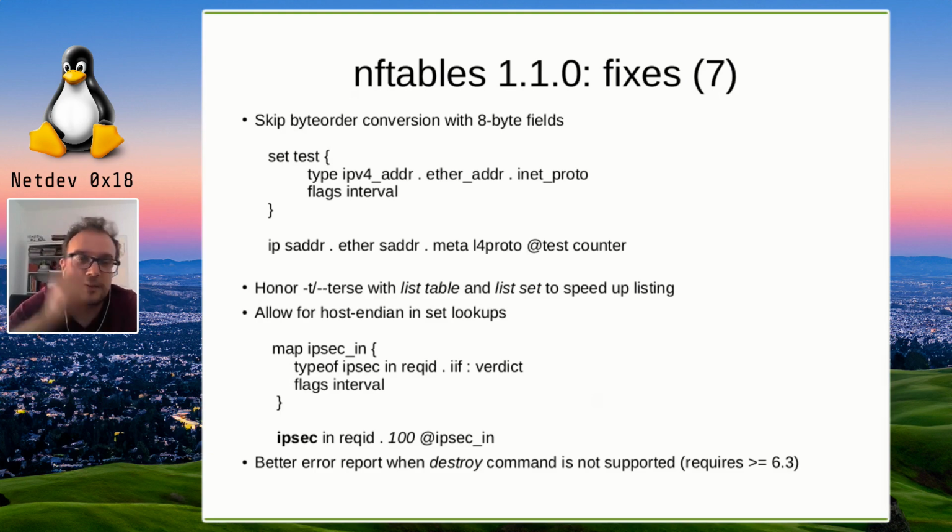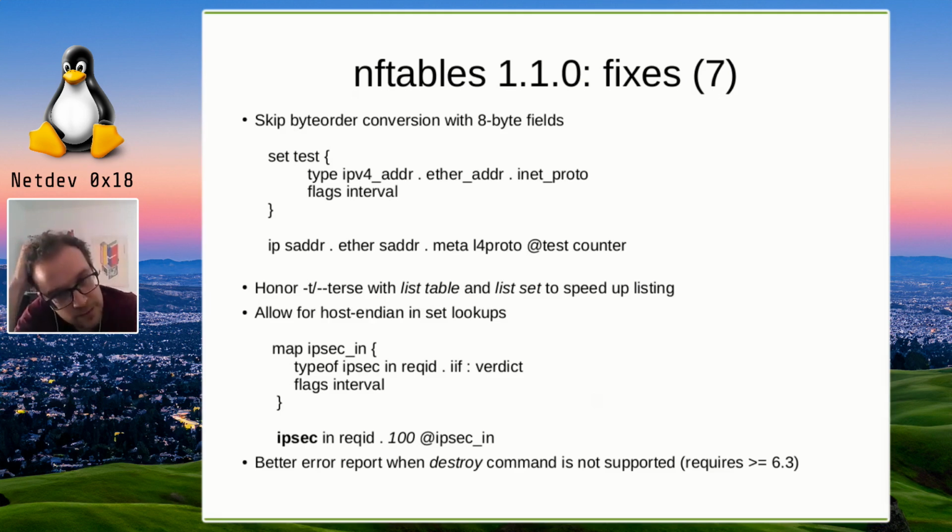We are also honoring -t with list table and list set to speed up listing, which was not being regarded. So again, as I mentioned before, we've been speeding up the cache logic to reduce the amount of objects being fetched, if we are in the right generation of the rule set, and also to fetch only the objects that we need.